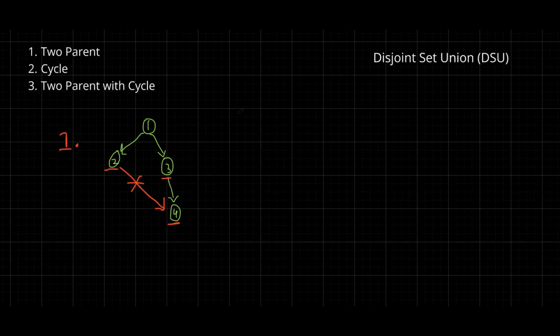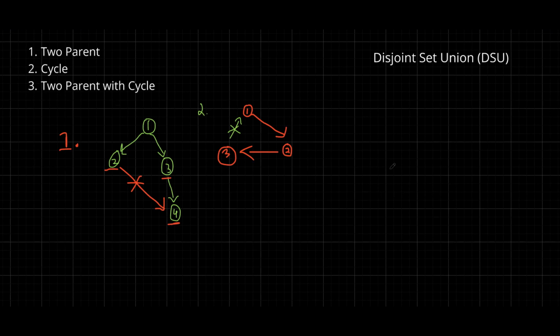The second scenario is that there can be a cycle. Suppose it is the graph, suppose it is the tree, and the extra edge is this, which is 3 to 1. Now, in this scenario, if we remove this edge, then the graph will become a tree. Hence, the second case will be resolved.